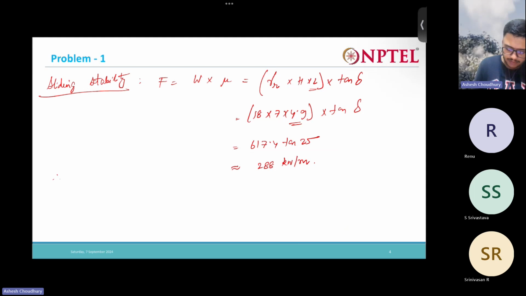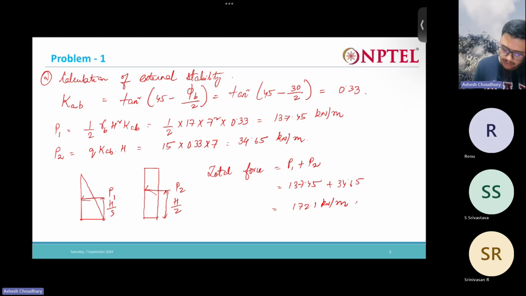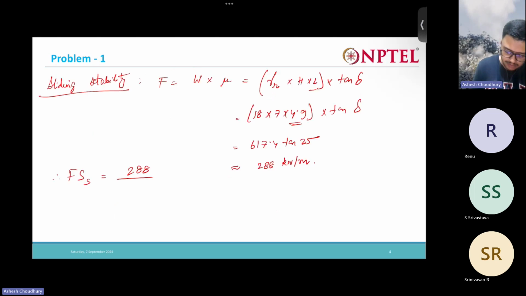Now the factor of safety in sliding is 288, which is the frictional resisting force developed at the base, divided by the disturbing force. The disturbing force is the lateral earth pressure, P1 plus P2, this value 172.1.